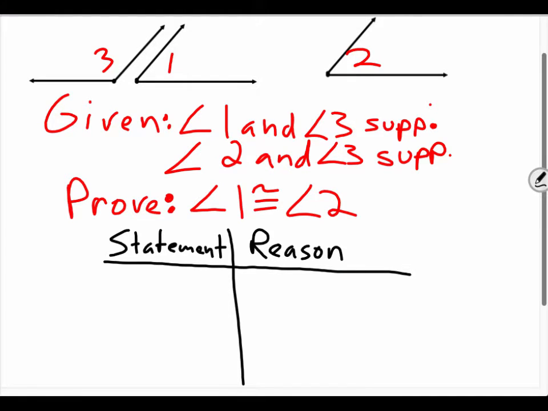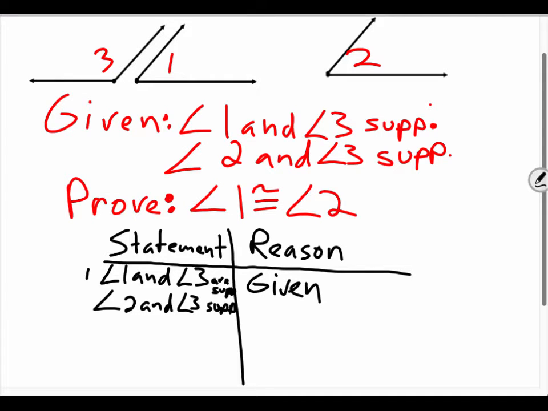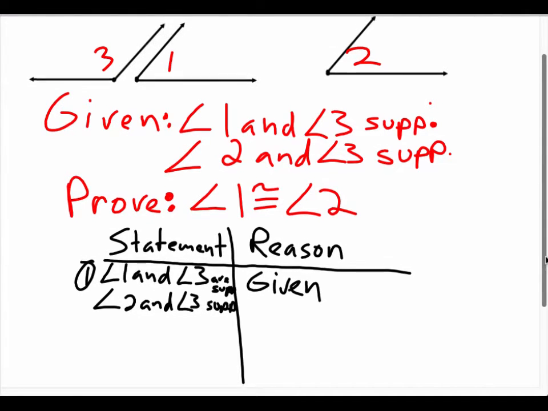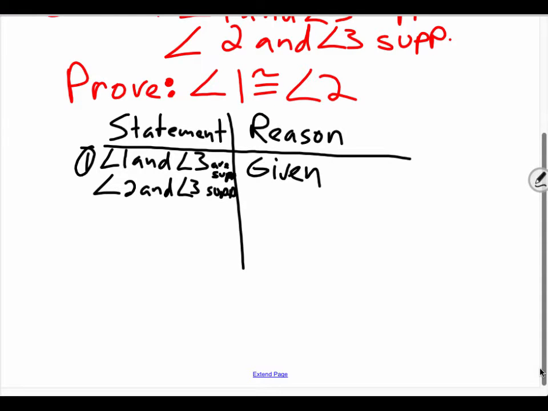What's the first thing that we always list and why? Yes? Oh, well, this is what's given. Yeah, so we'll say angle 1 and angle 3 are supplementary, and angle 2 and angle 3 are also supplementary. And that was given to us. Okay? And then somewhere way down here, we have the proof: angle 1 is congruent to angle 2. That's where I've got to go with this.